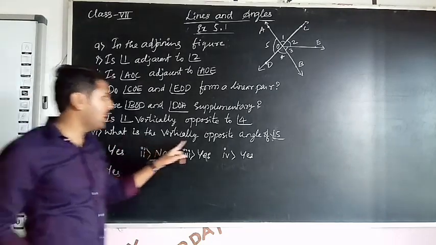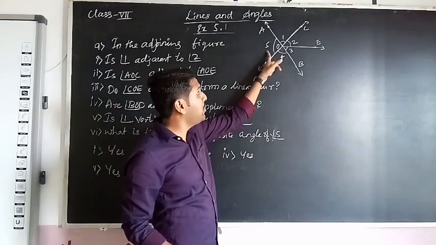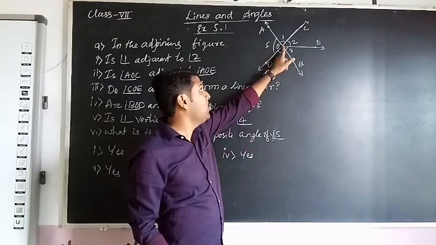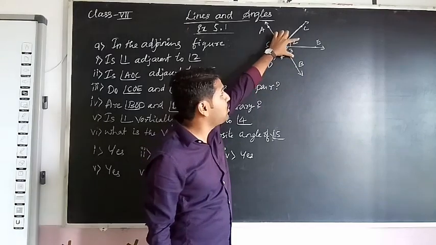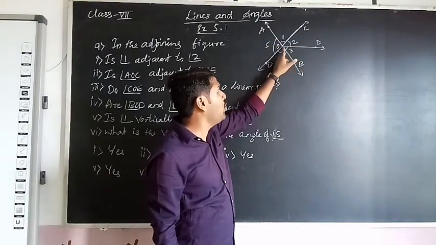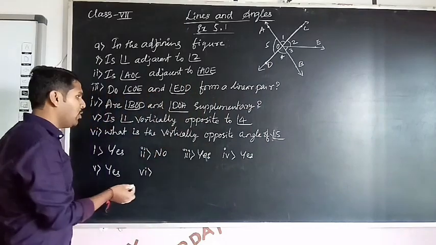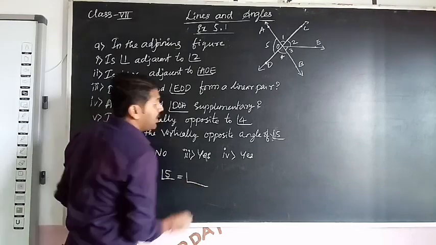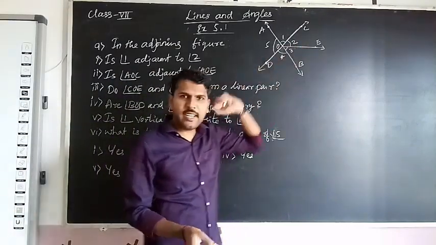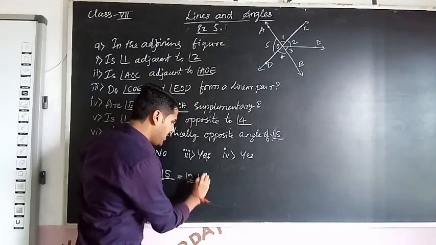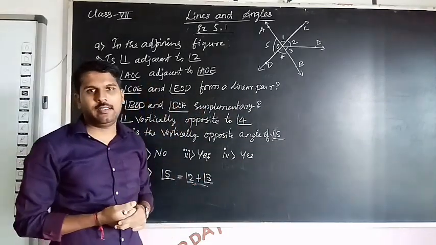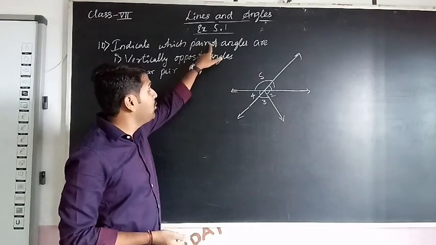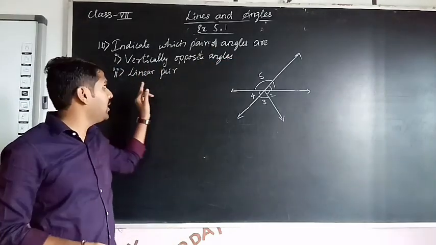Next, the sixth: what is the vertically opposite angle of 5? Here OA is opposite to OB, and OD is opposite to OC. That means these two angles together are BOC. So angle BOC is the vertically opposite angle of 5. We can write BOC as 2 plus 3. So this is the vertically opposite angle.